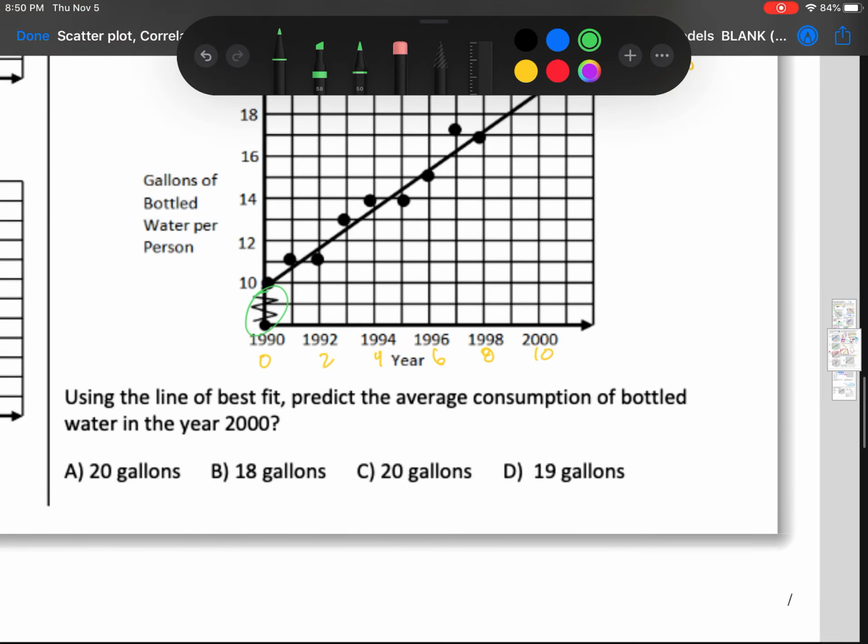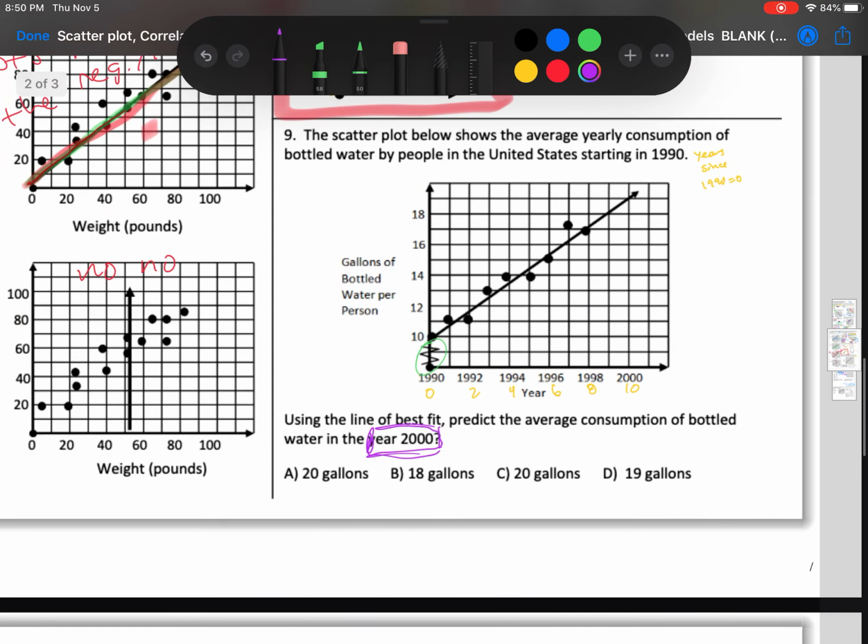Okay. Using the line of best fit, predict the average consumption of bottled water in the year 2000. Okay, so we have no equation here, and you can just go to 2000 and see where this line intersects. So I'm assuming the prediction here is on that point, right? So 2 lines would be 20, so 19 is your answer. D is the correct answer.